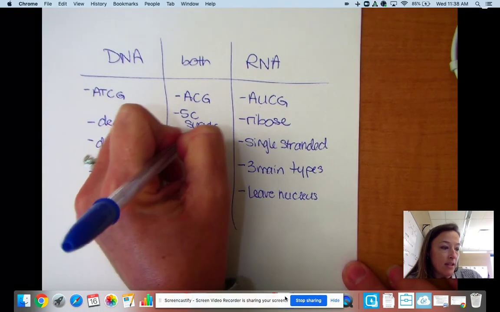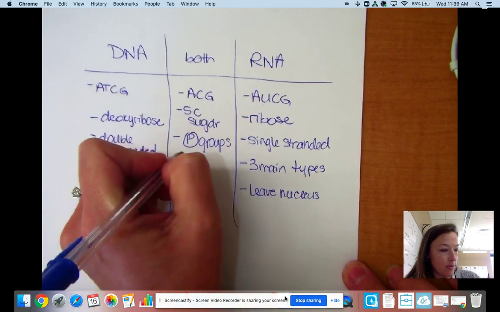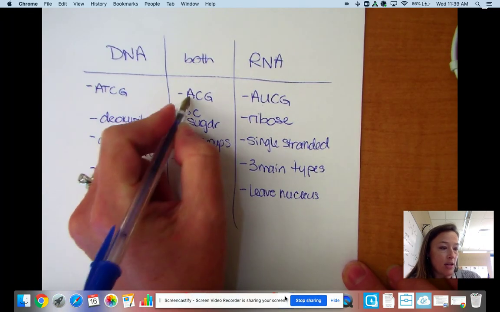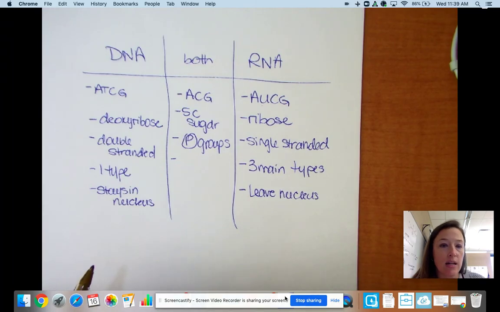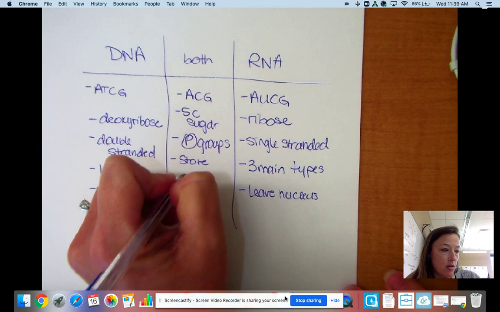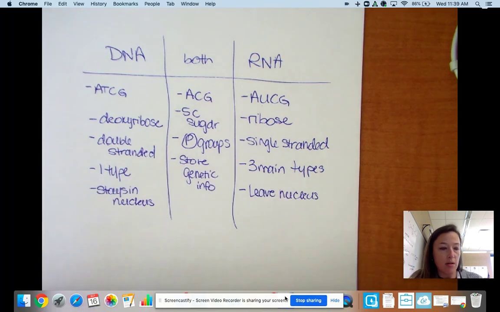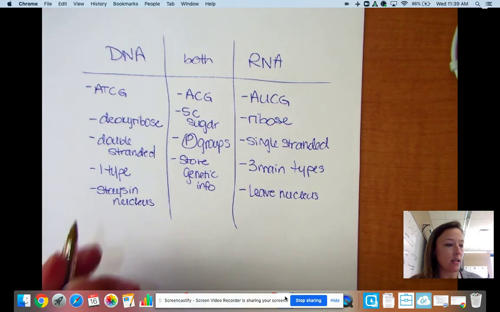They both have phosphate groups. It's supposed to be a P with a circle around it. They both have the nitrogenous bases. They both store genetic information and transmit it to different places.